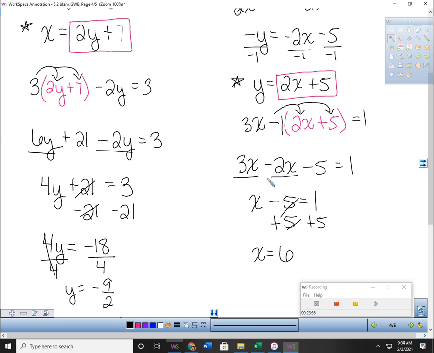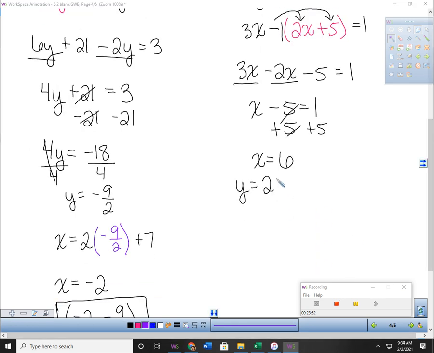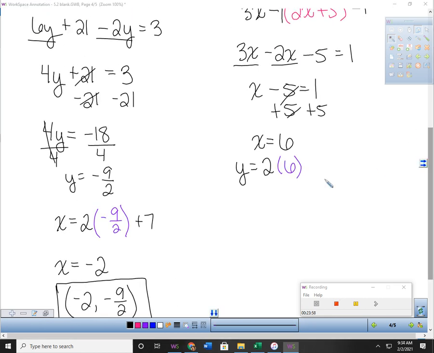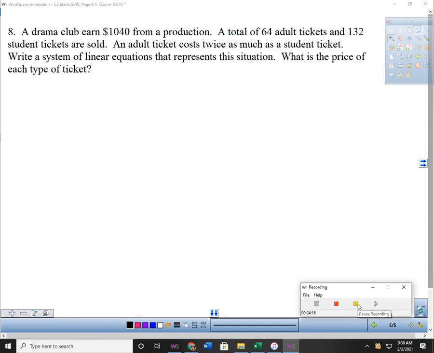Then I'm going to take that x value of 6 and I'm going to plug it in for x. I'm going to use this equation right here since y is already by itself. So I have y equals 2 times, and I'm going to plug in the 6 plus 5. So I get a y value of 17. So my x value is 6, my y value is 17, and that is my point of intersection.